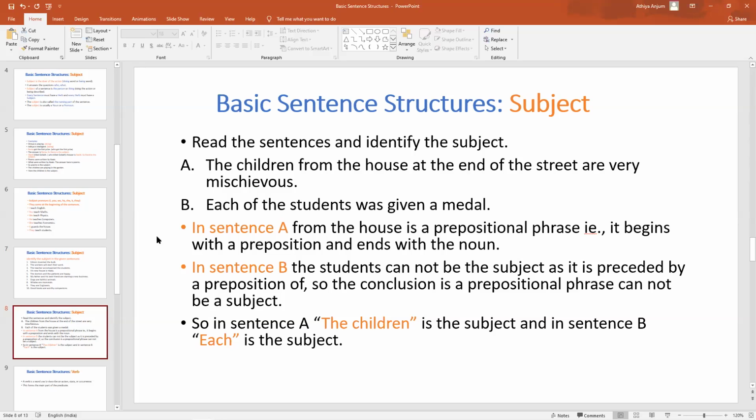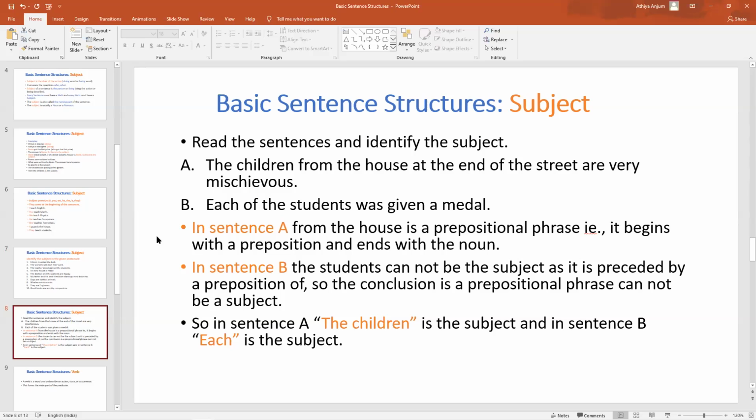Each of the students was given a medal. Okay, at a glance, you will think "the students" is the subject. But again, the students, what happens? It is preceded by a preposition. What is the preposition that is being used there? Of. So you cannot use that as your subject. It doesn't give you complete sense. It becomes only a prepositional phrase.